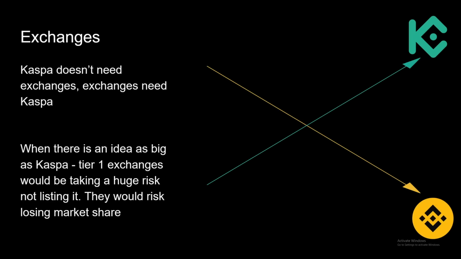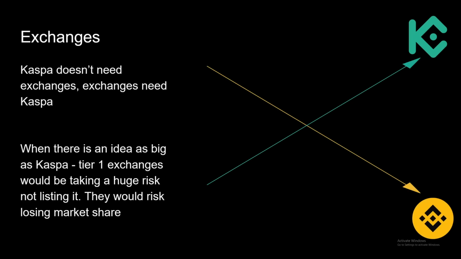And so, for example, if Binance doesn't list Kaspa, even though I think they already have their position and I think they're going to list it at least this year, then I think KuCoin would basically overtake Binance in trading volume and they would lose their market share.